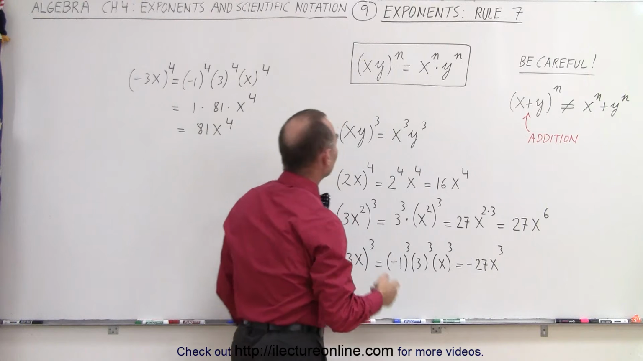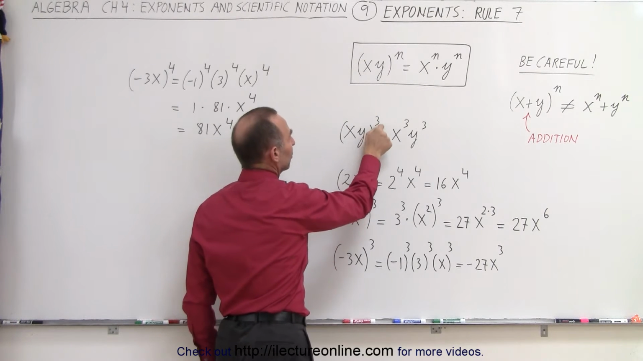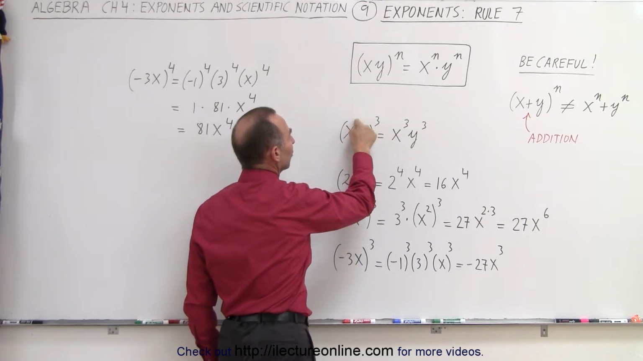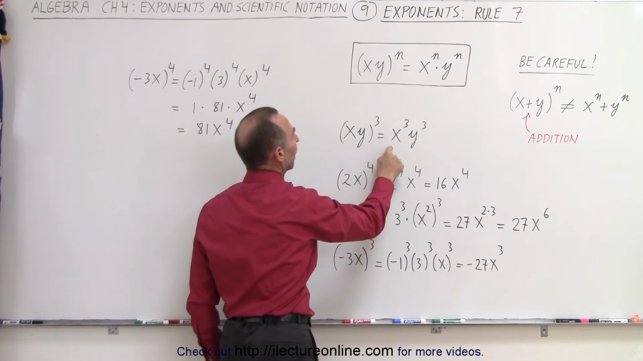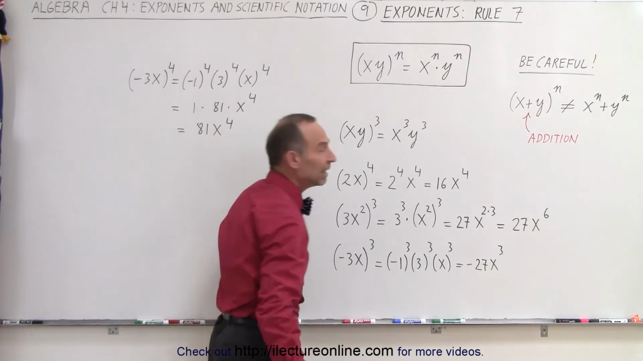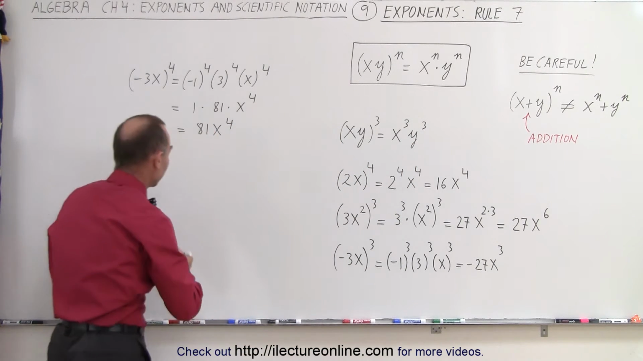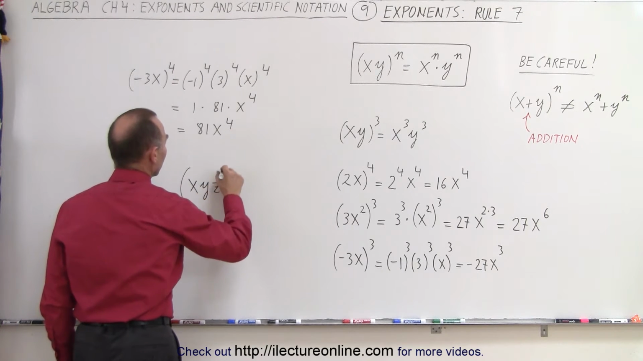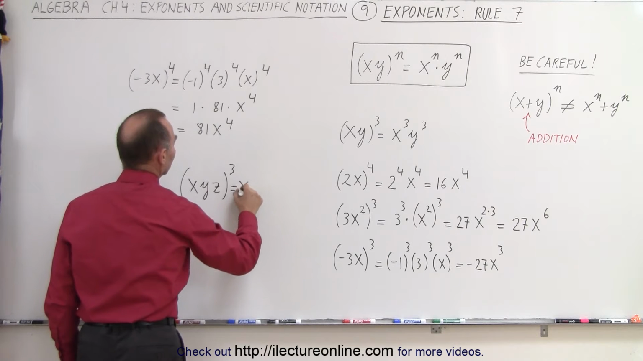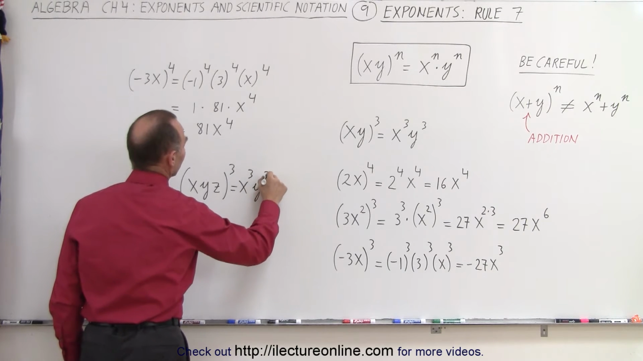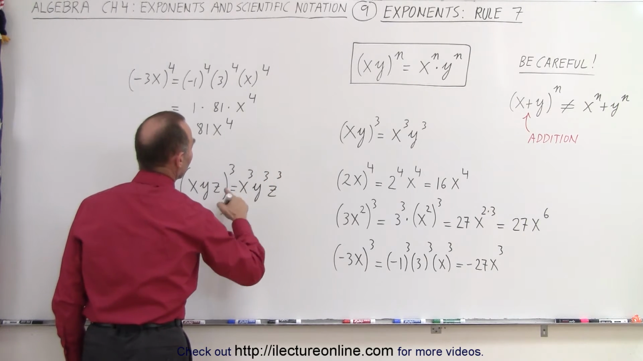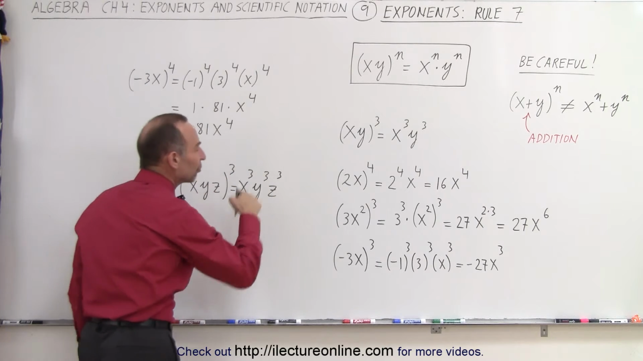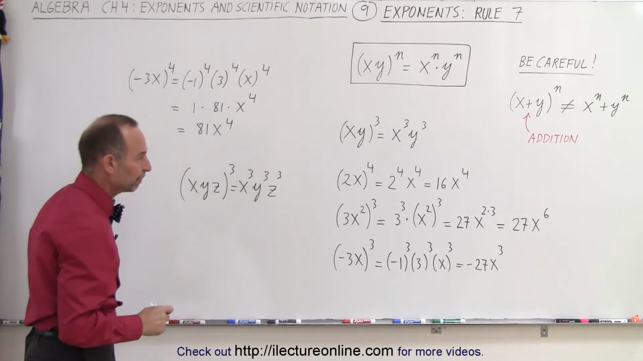So once you realize it's a multiplication and you have an exponent, you simply apply the exponent to each of the factors in the multiplication. So this is x cubed, y cubed. Even when there's multiple factors in there, for example, if you have x, y, z raised to the third power, this is x to the third power times y to the third power times z to the third power. So the exponent applies to each of the factors in the multiplication.